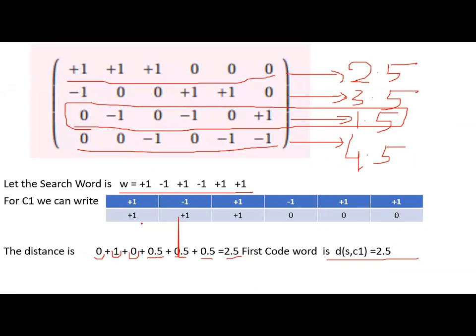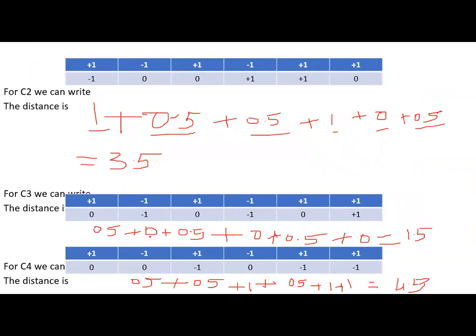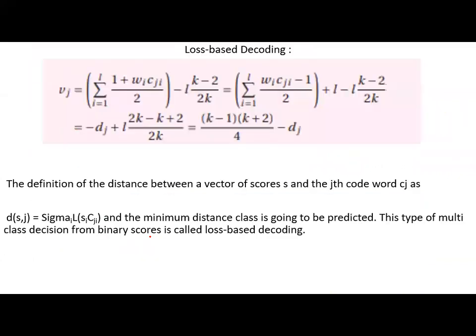If the bits are equal, we'll take that as 0. If the bits are not equal, we'll take that as 1. If the bits contain a 0, it will be taken as 0.5. So this is how the distance between two words is easily calculated.